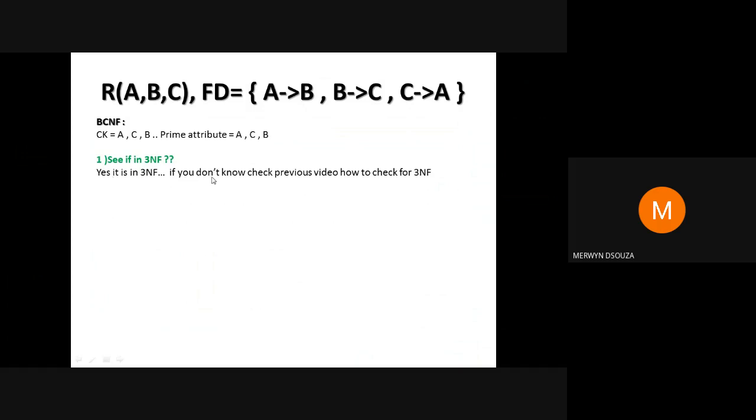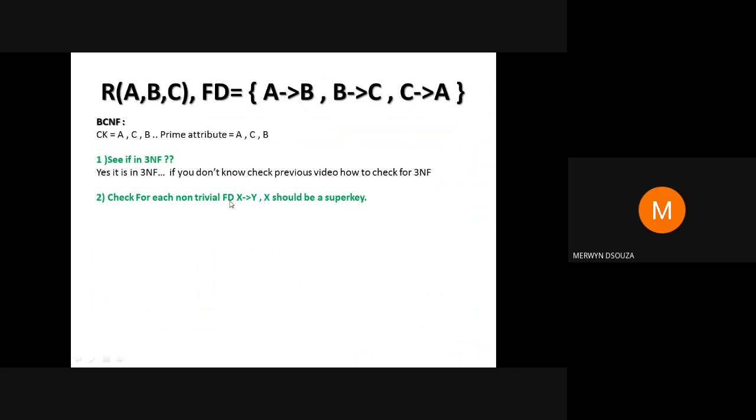If you don't know whether it's in 3NF, you need to check my previous video and then solve it for 3NF and conclude that it is in 3NF before you go to the next step. Since the relation R is already in 3NF, I will check for the second condition. I will check for each non-trivial functional dependency whether X is a super key.